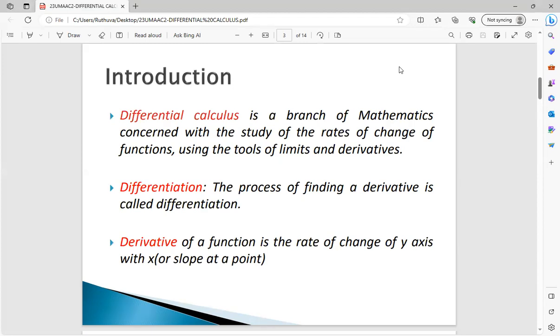What is meant by rate of change? For example, in our day-to-day life, current is passing. We are using current in our day-to-day life. What is meant by current? There is a relationship between the current and the differentiation. For example, if you take x as the electric charge, the rate of change of electric charge is called current.